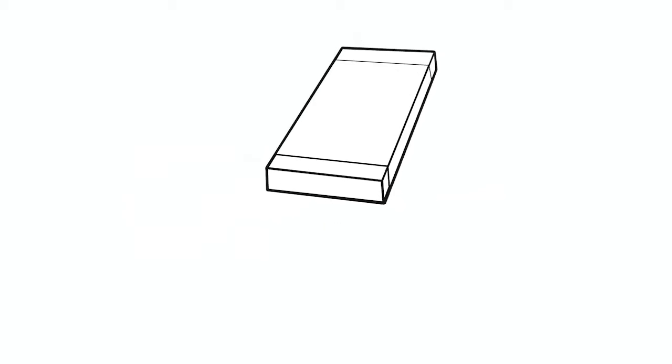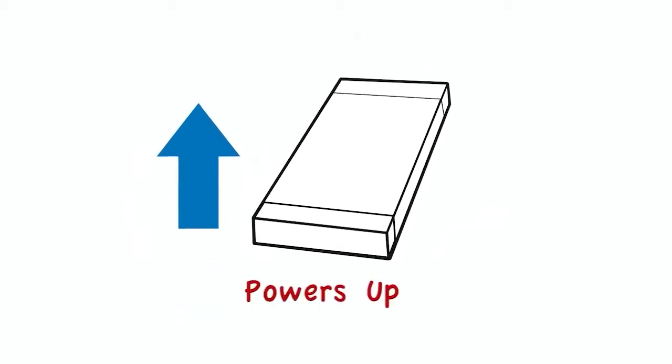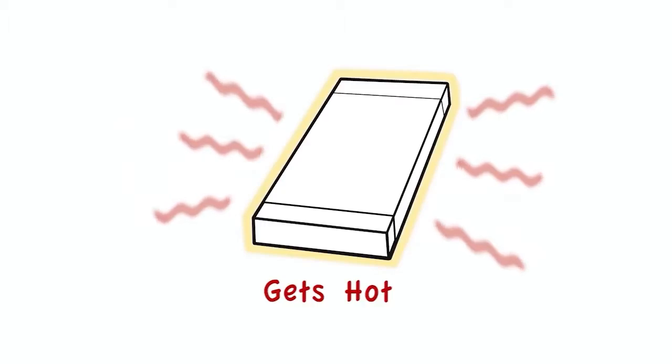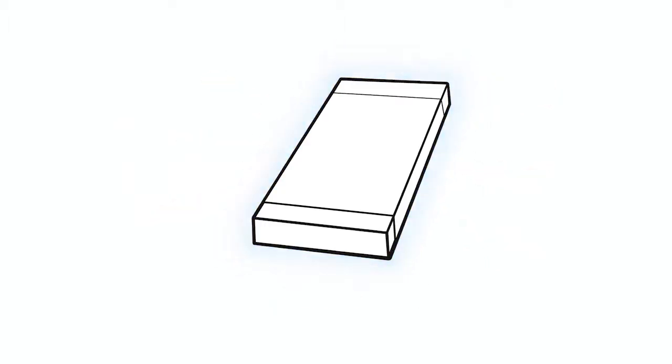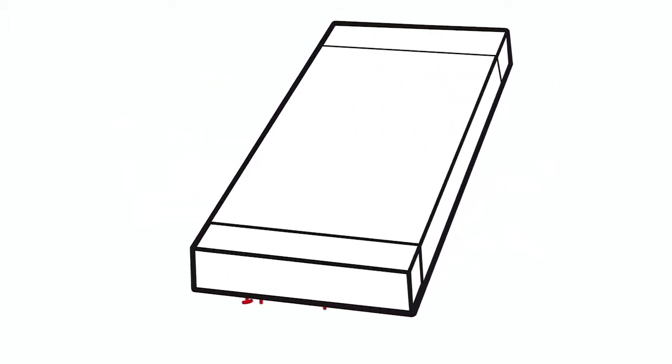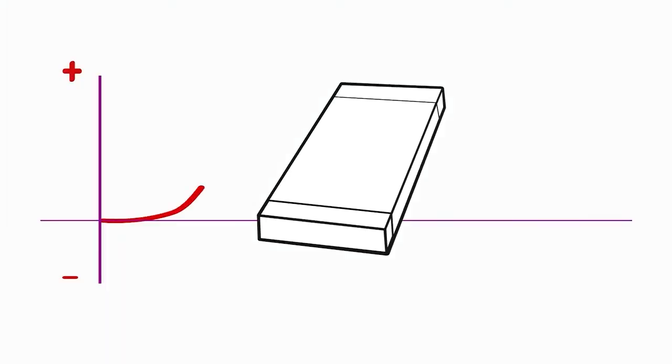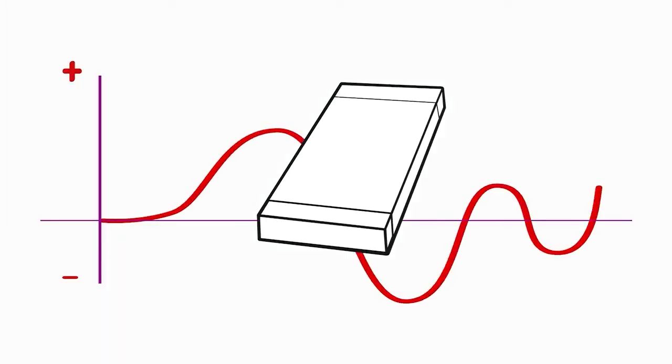A resistor has a tough life. It powers up and it powers down. It gets hot, it cools off. It expands and it contracts. Over time, all of this activity causes it to change value. Some resistor types change a lot, some not so much, and some hardly at all.